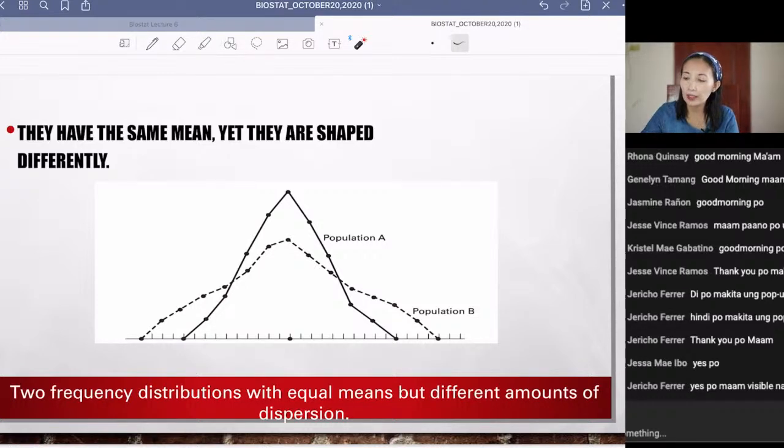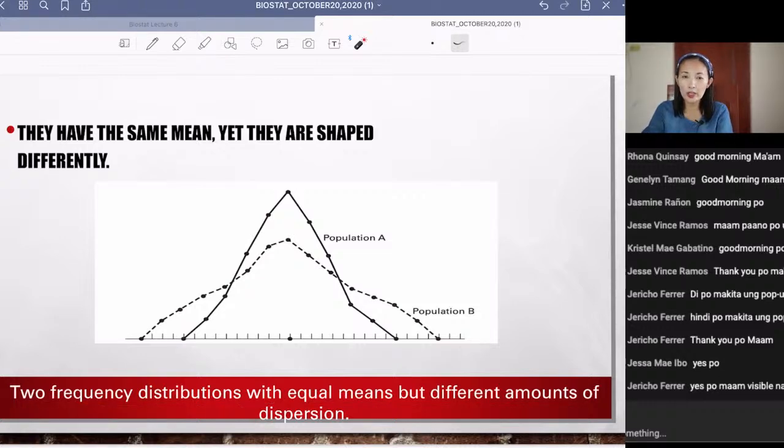Now look at this particular distribution. They have the same mean. Same mean, the mean is here in the middle. However, they are shaped differently. The means are the same, but their shapes are different. Obviously, one is taller than the other. So these are two frequency distributions with equal means but different amounts of dispersion.